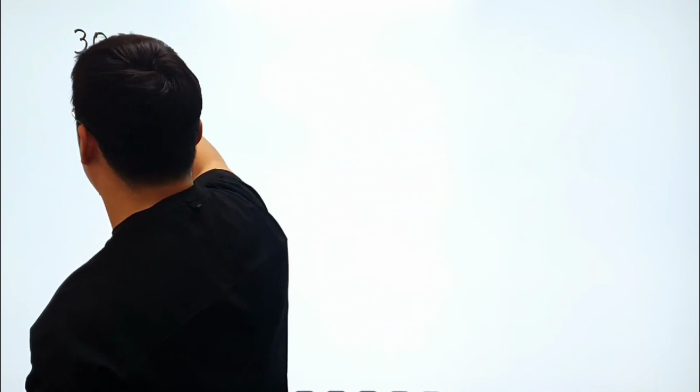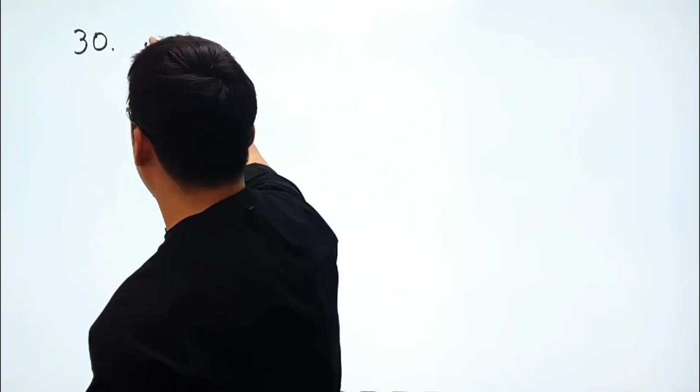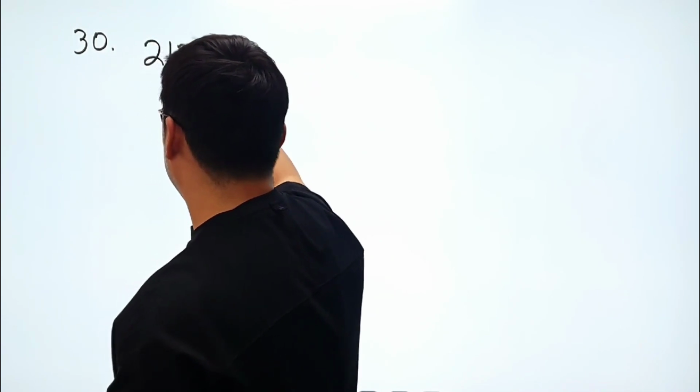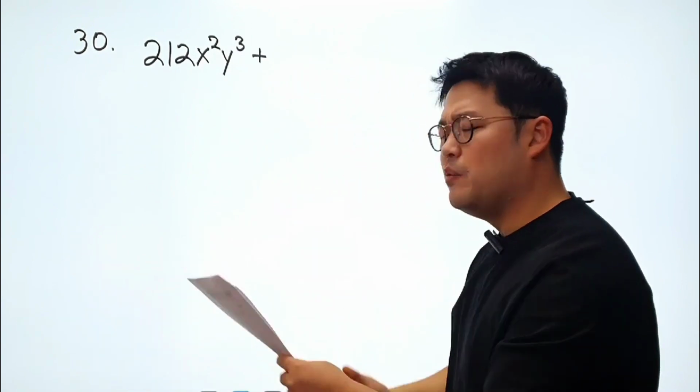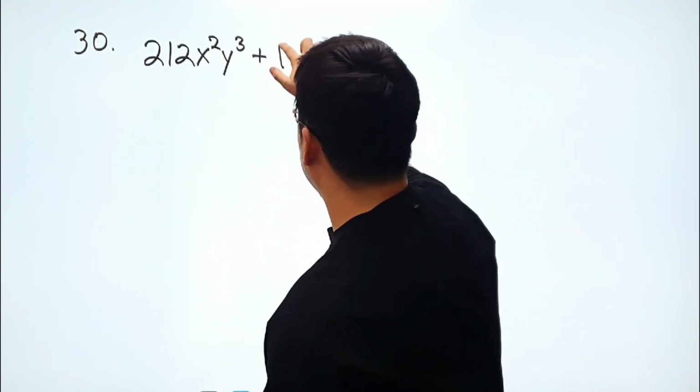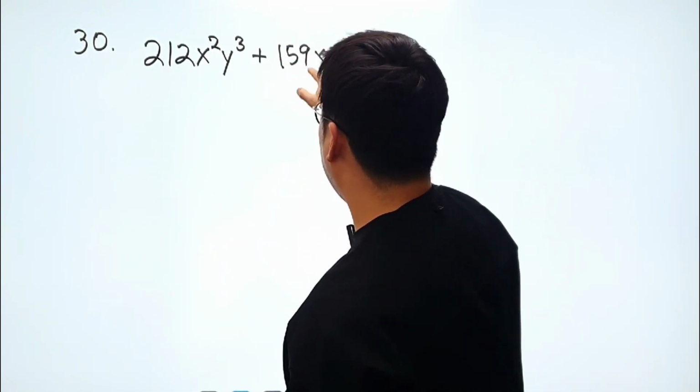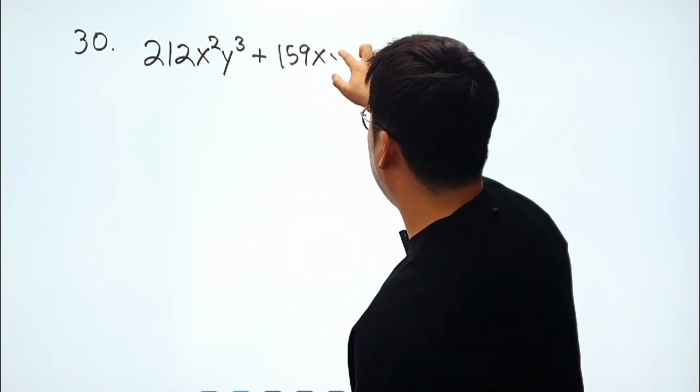Hey guys, let's go to problem 30. Problem 30, now here we go. We have 212 x squared and y cubed, adding up with 159 x times y to the power of 5.